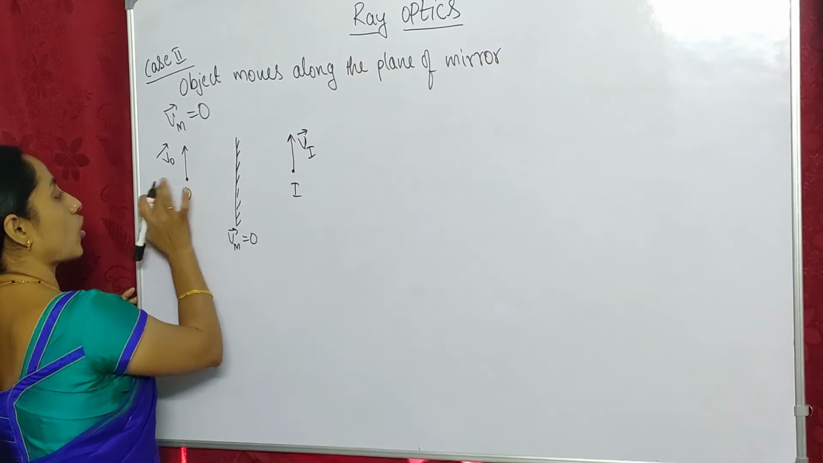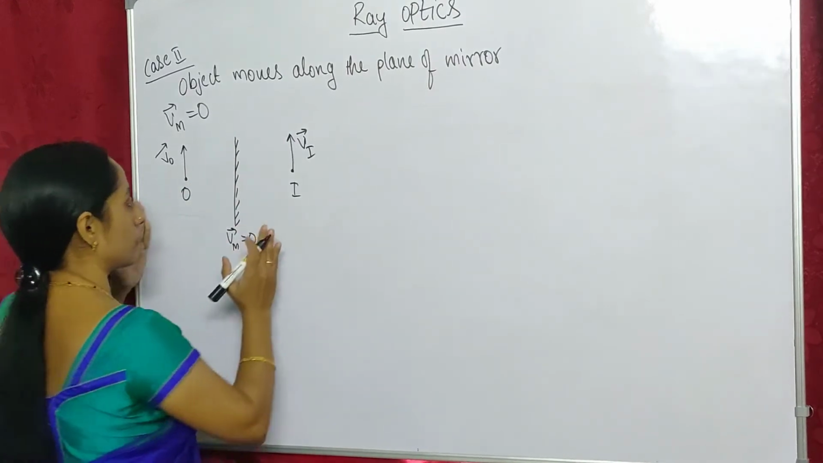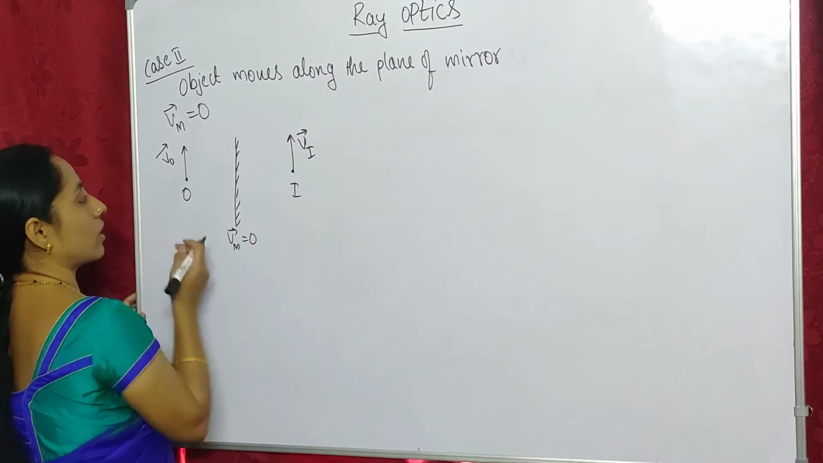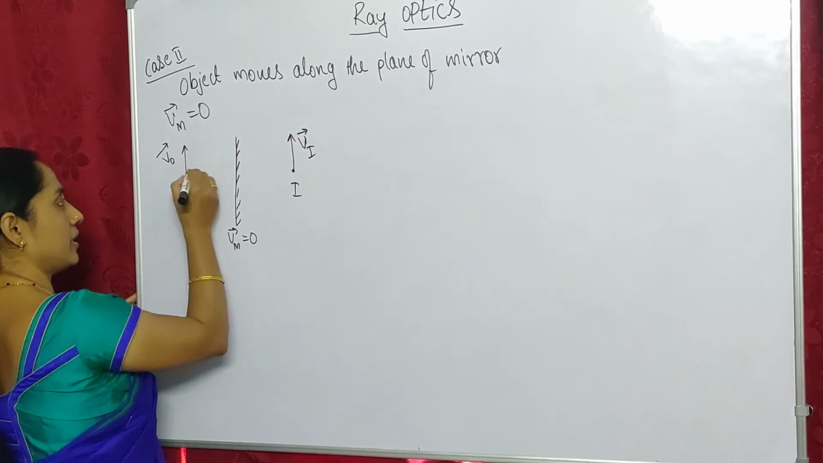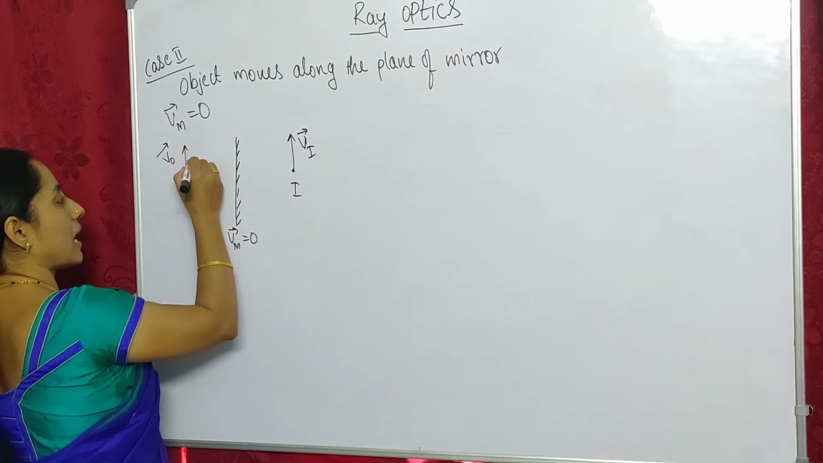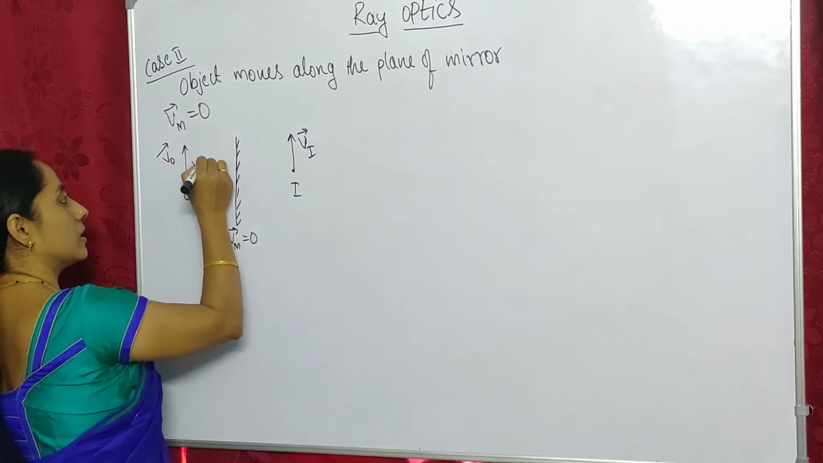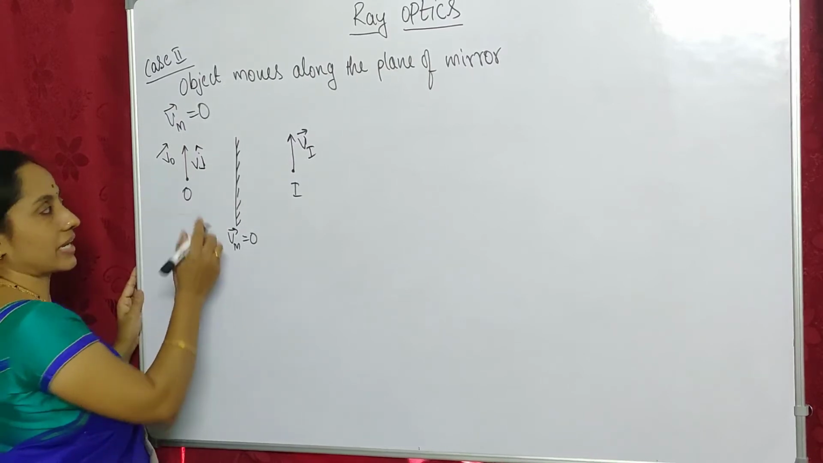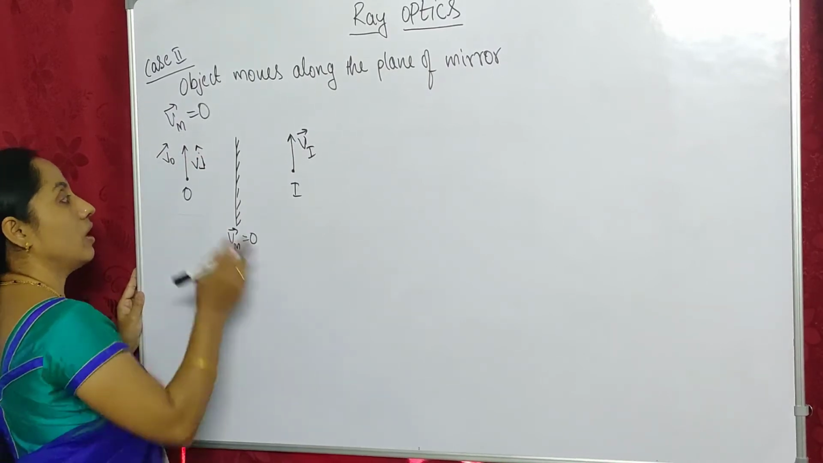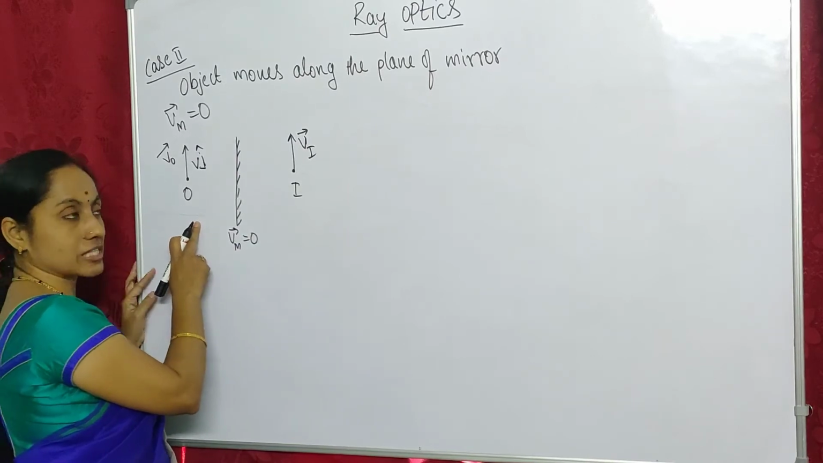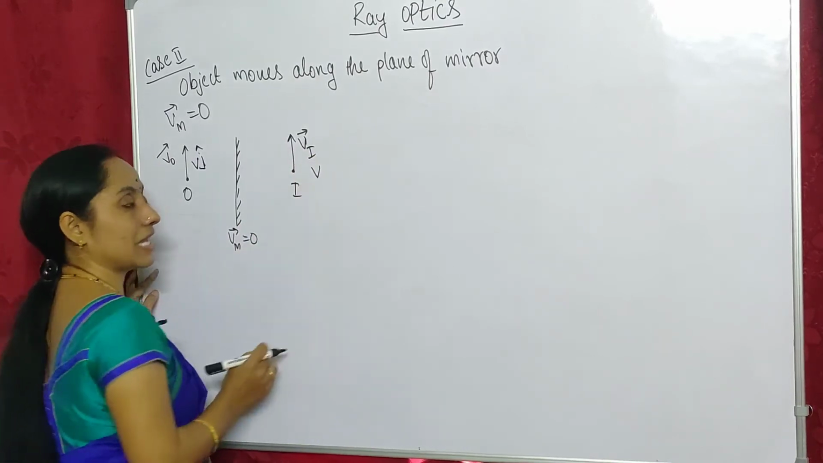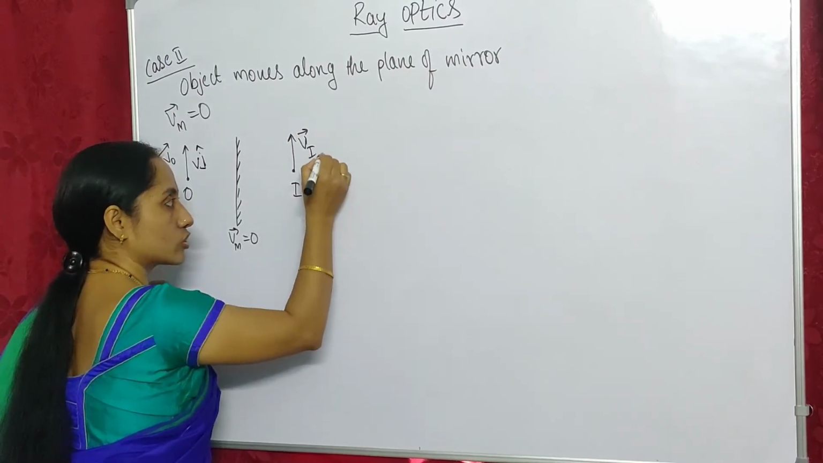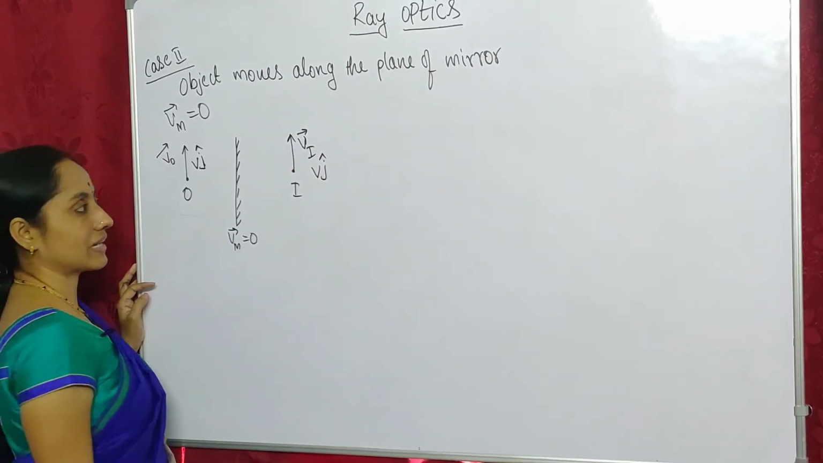There is no component along the horizontal direction. Both are moving along the vertical direction. So Vo bar can be written as V j cap, positive, where V is the velocity of the object. With whatever velocity the object is moving, the image also moves with the same velocity, in the positive y direction.